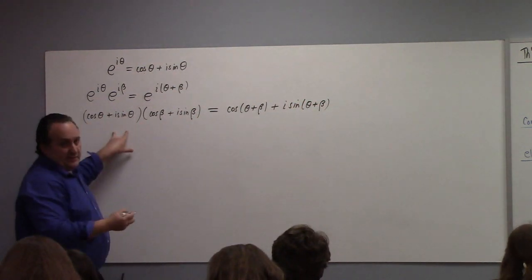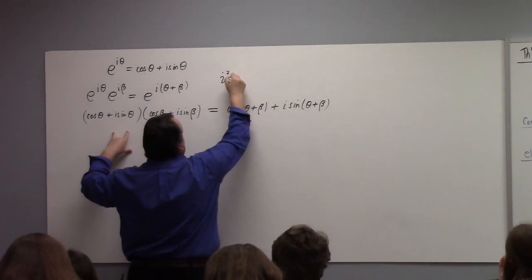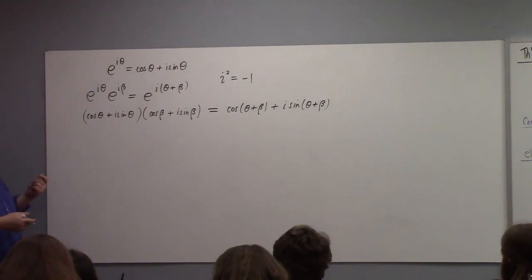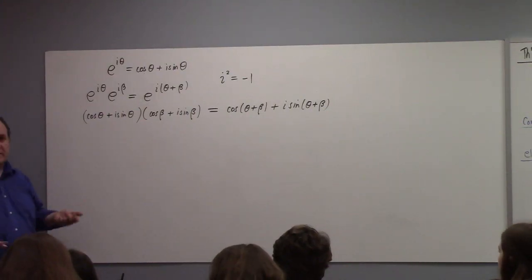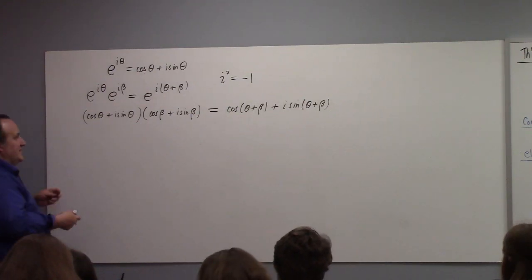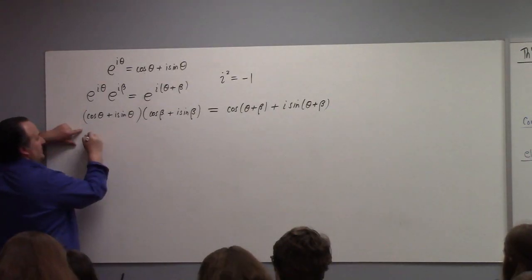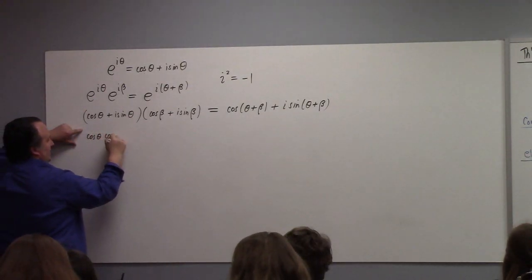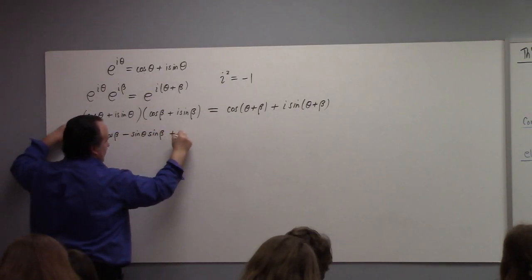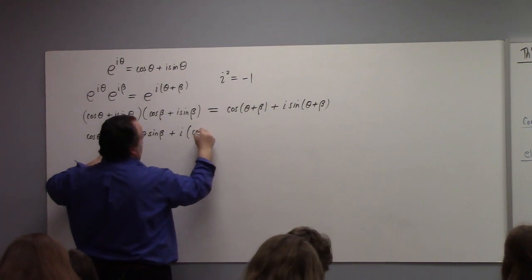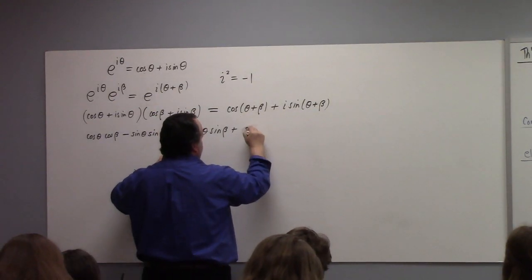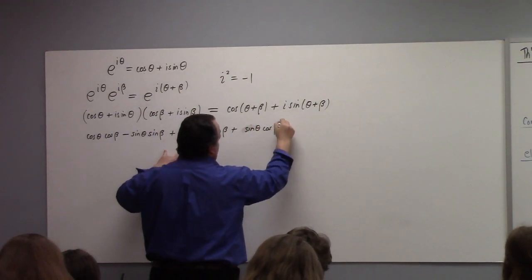I is the imaginary number, like I squared is minus 1. But it's really no more imaginary than the square root of 2. This is very unfortunate terminology. Complex numbers are as real as real numbers in the sense of philosophy. So if I multiply this out, I get cosine theta cosine beta minus sine theta sine beta, plus I times cosine theta sine beta plus sine theta cosine beta.